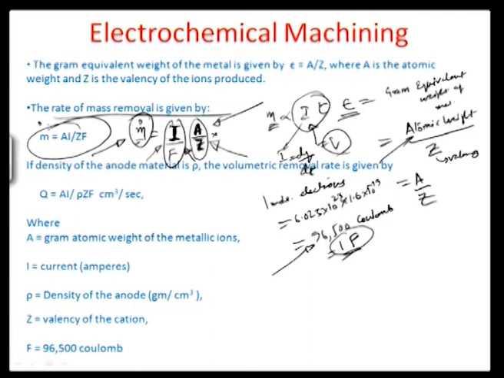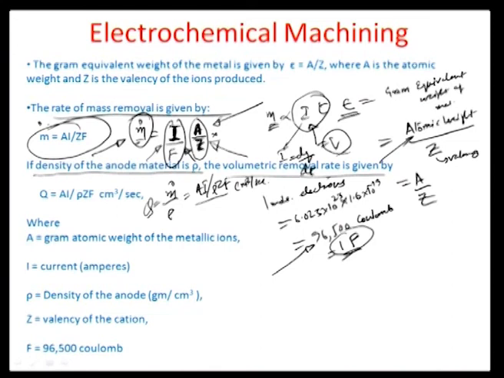So if we assume further that the density of the anode material is rho, there can be an estimation of the volumetric removal rate. So it can be given by M dot by rho. So the rate of change of mass per unit density gives the volume rate which is being removed. This can be represented as AI by rho ZF, and the units of this could be in centimeter cube per second.